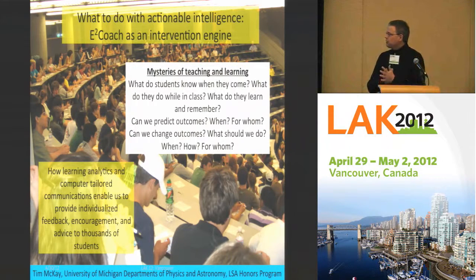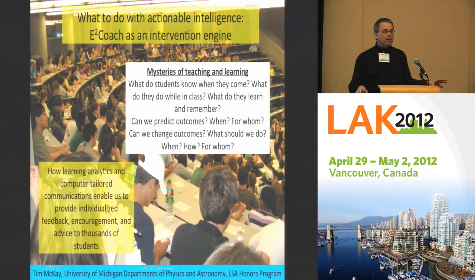I started to ask questions about whether we can predict outcomes. When can we predict those outcomes? Only right before the final or before they even start the class? Can we change those outcomes? What should we do to change those outcomes? When should we do it? How should we do it? And for whom? You notice there's this for whom looming in a lot of this. It's very much about getting to each individual student. And I started to think about how we would be able to do that.